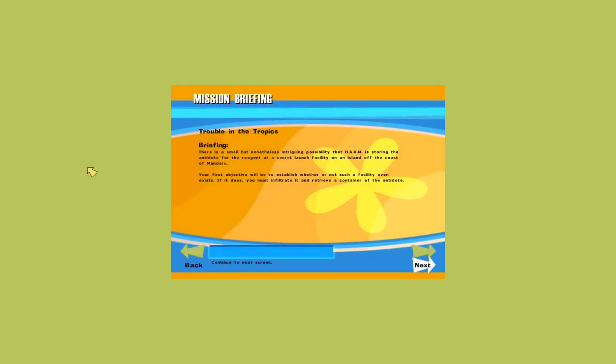There is a small but nonetheless intriguing possibility that HARM is storing the antidote for the reagent at a secret launch facility on an island off the coast of Mandaroo. Your first objective will be to establish whether or not such a facility even exists. If it does, you must infiltrate it and retrieve a container of the antidote.